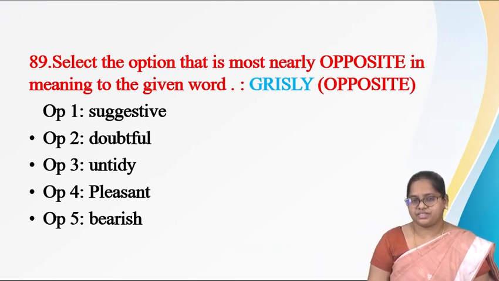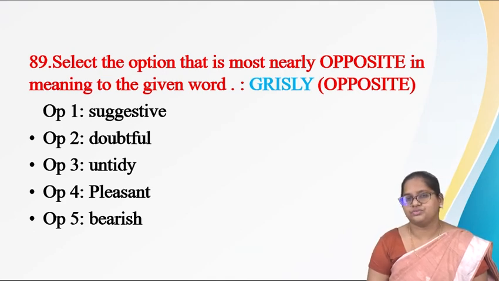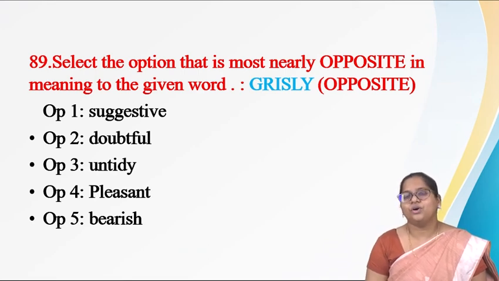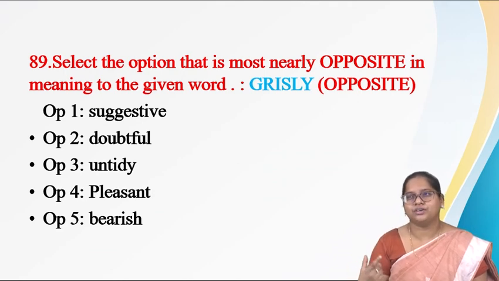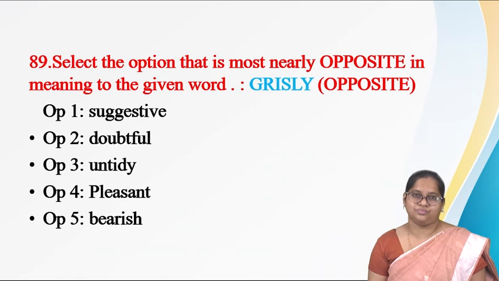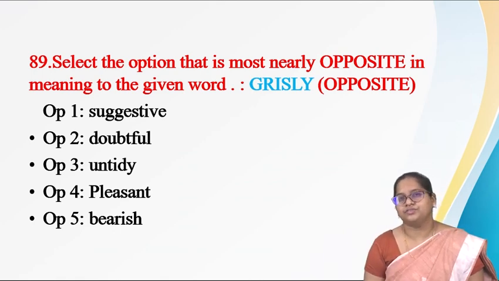Option 1, suggestive. Suggestive, which is suggestible, which you suggest. Option 2, doubtful. You doubt everything, you doubt anything. Option 3, untidy. Option 4, pleasant. Option 5, bearish. So is it to do with suggestion? No. Doubtfulness? No. Greasy, is it to do with neatness or tidiness? No. Option 4, pleasant. Greasy means very gruesome, horrible, terrible to see, visible, terrible, invisible.